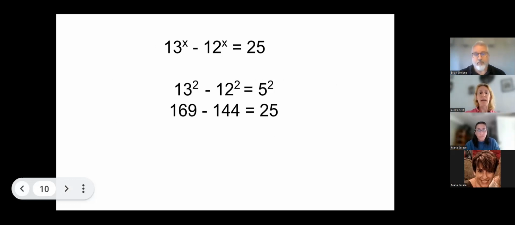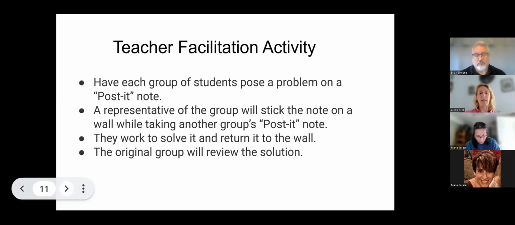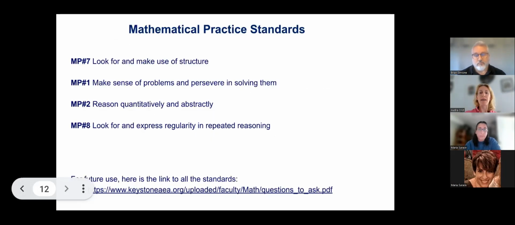Getting students to think creatively, intuitively, or even outside the box may sound like a daunting task, but it actually is already embedded within our mathematical practice standards, and can easily be done with resources such as Post-it notes. That is very true, Audra. The question itself requires one to look for and make use of structure, as well as make sense of problems and persevere in solving them through different methods.